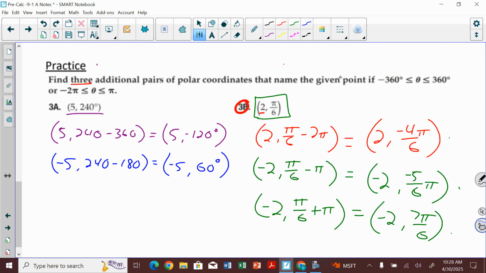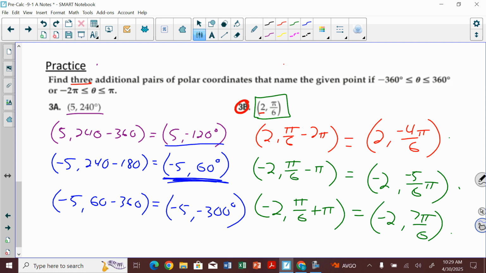Now conversely, since that's the same point, I could actually use this and add or subtract what we got here. Because that's the same point, in this case I could go 60 minus 360, which is the same as this one, right? And to get negative 5 comma negative 300. I'm just showing you a different way to get those points. Obviously, I could take this and add 180 here and get another one as well.